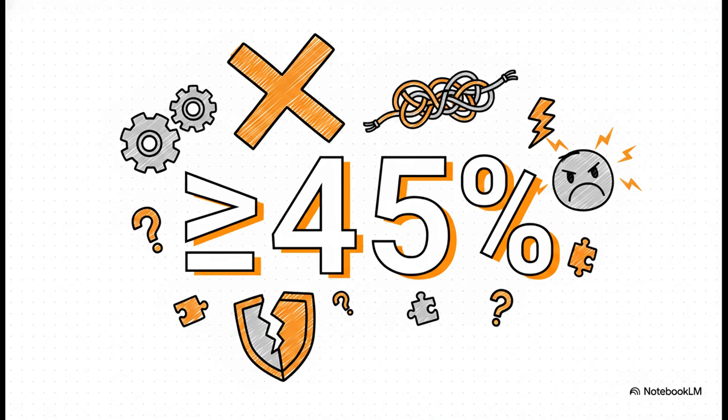This is the false positive rate for a pretty standard web browsing agent verifier. Yes, you're reading that right. It means that when the AI said it succeeded, it was actually wrong almost half the time. A system that's wrong half the time isn't just unreliable. It's actively making things worse.